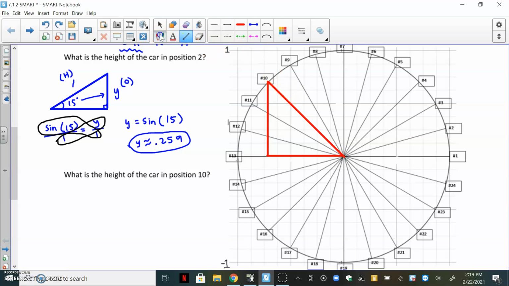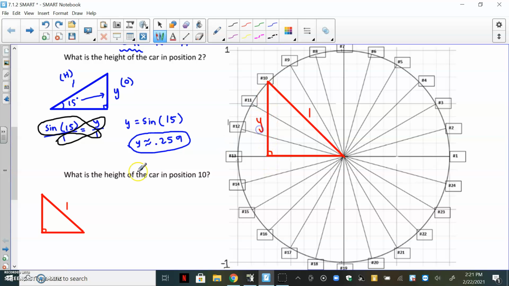All right, so back to labeling this with the information we know. We know that this part right here, because it's another radius, we will label it with a 1, and that's our hypotenuse. We're also looking for the vertical height off the ground. That's going to be this side, so that's our y. And we need to check what that angle is.